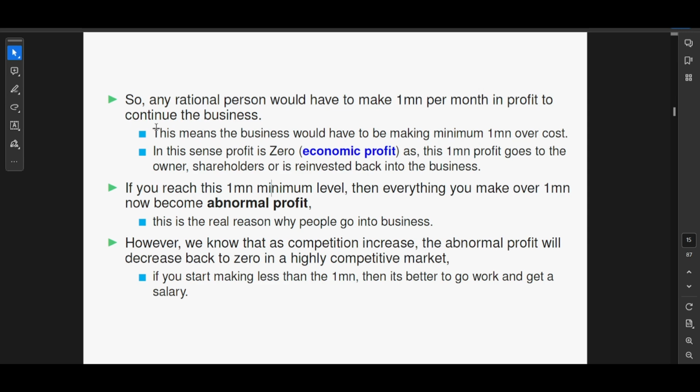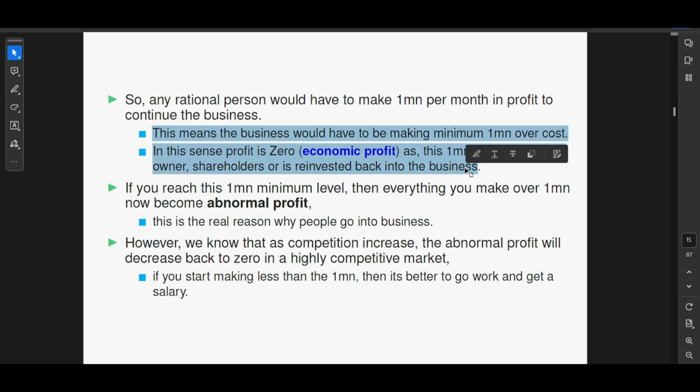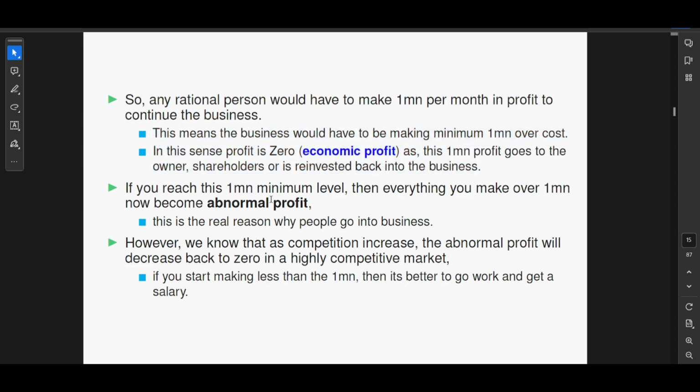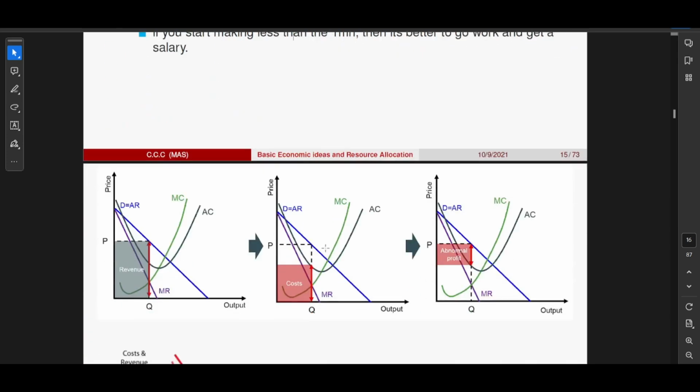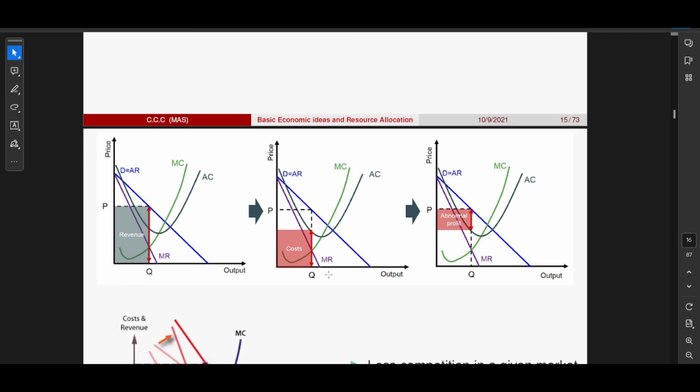Due to competition, in a perfect competitive market there's high competition, so you can't increase your price. You sell exactly the same product. There's no barrier to entry and those things. So the economic profit is always zero. If you reach 1 million minimum level, then everything you make over 1 million becomes the abnormal profit, right? If you start making less than 1 million, then it's better to go to work and get a salary. So this is showing those concepts.